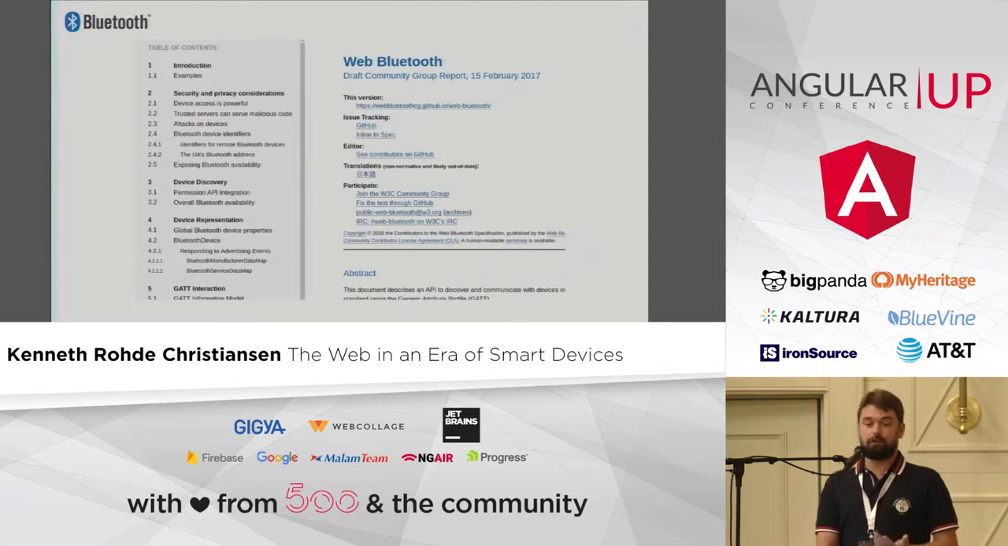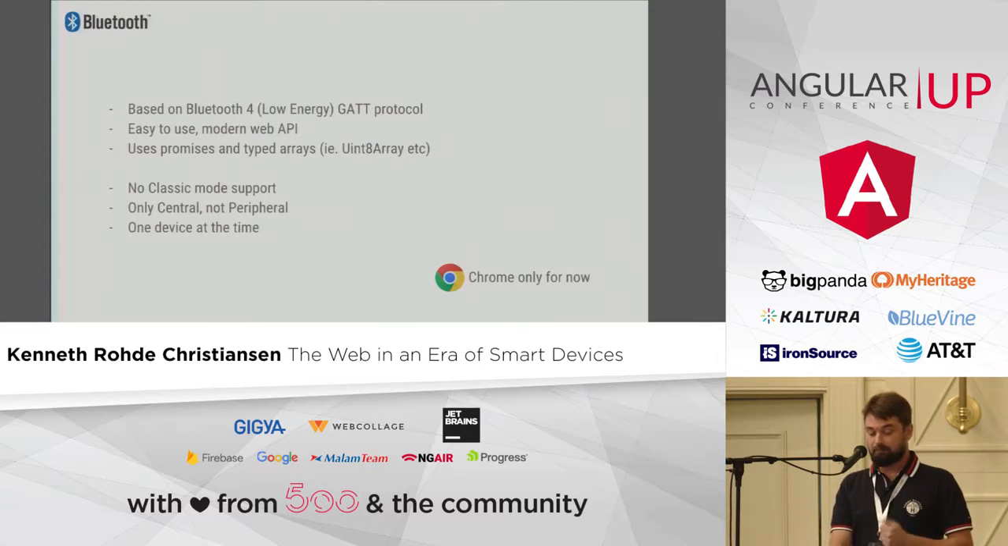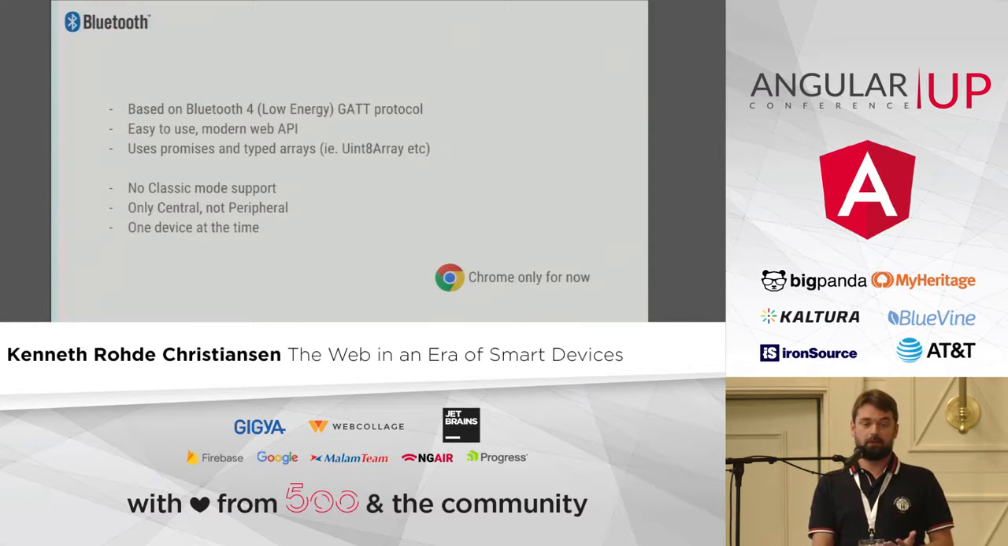Web Bluetooth is a relatively new standard. It has been promoted by Google, though other companies working on browsers are starting to look at it as well. It's based on Bluetooth 4. If you know anything about Bluetooth, there's something called classical Bluetooth, and there's a newer version which people normally call Bluetooth Low Energy. It comes with something called the GATT protocol. The API itself is very modern and easy to use, so it uses promises and something called typed arrays.